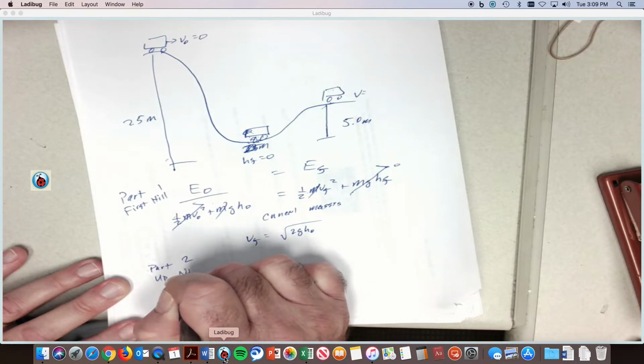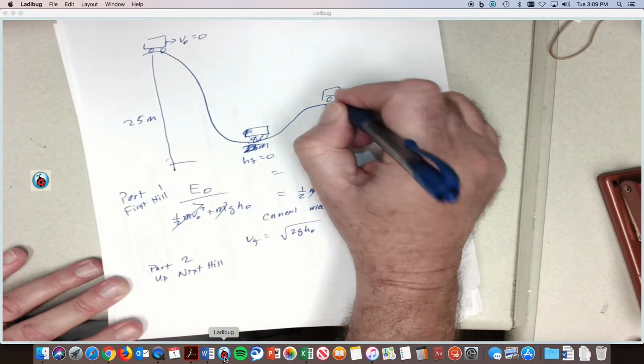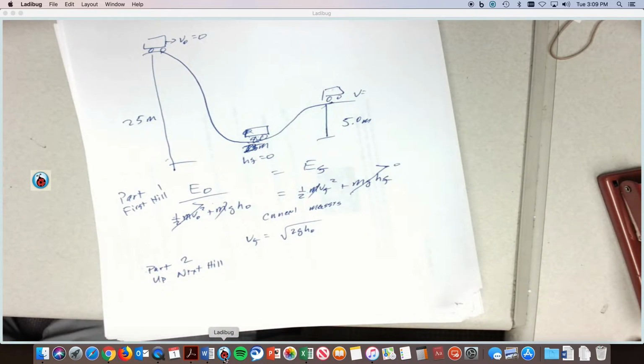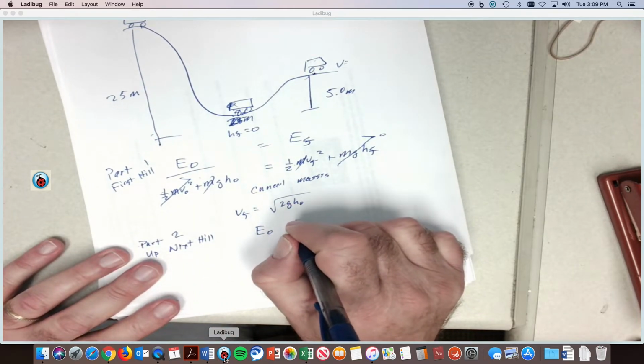Up next, the hill. All right, so now it's here. Now it's going to go up here. Again, there's no friction working against it, so we're going to do the same thing as the equation before.